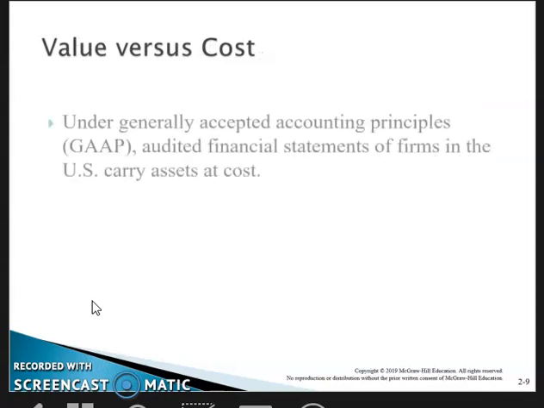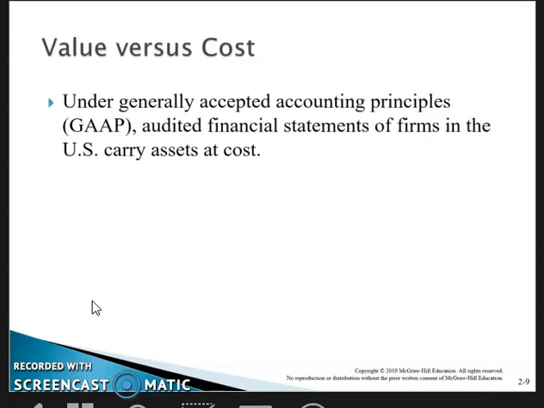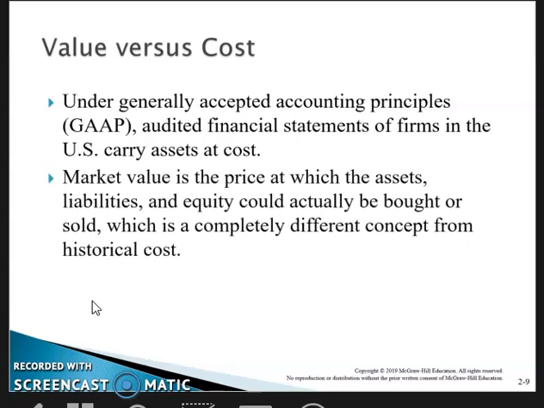Value versus cost. Under generally accepted accounting principles, or GAAP, as most people refer to it, audited financial statements in the U.S. carry assets at cost. It's actually depreciated cost. The market value is the price at which all of those assets, liabilities, and equity could be bought or sold, which is a totally different concept from historical cost.